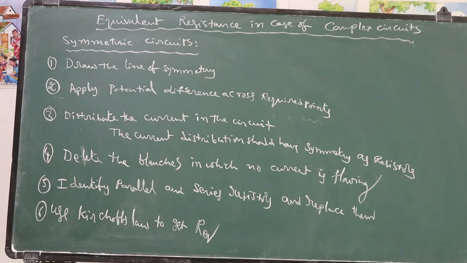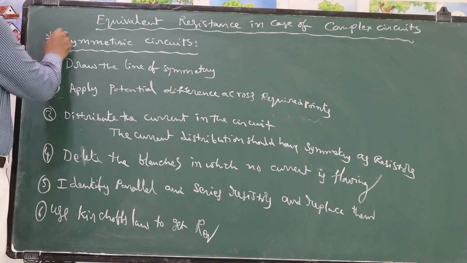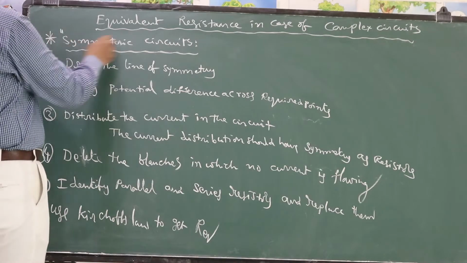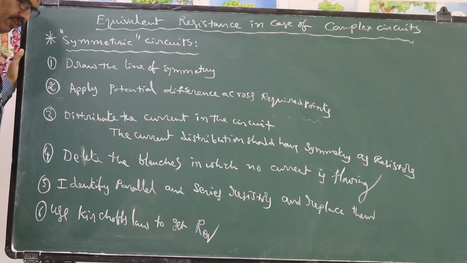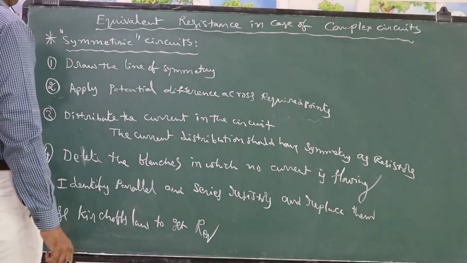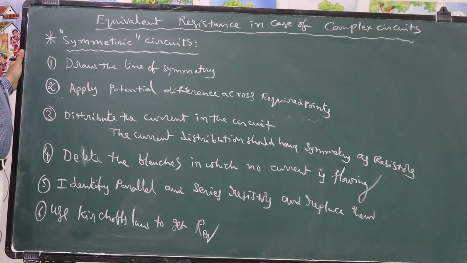So these are the steps that we should follow in order to find the equivalent resistance in a complex circuit where there exists some symmetry. These points are applicable when there is some symmetry in the given complex circuit. Okay. Now, let us see how to implement these points in a particular example.